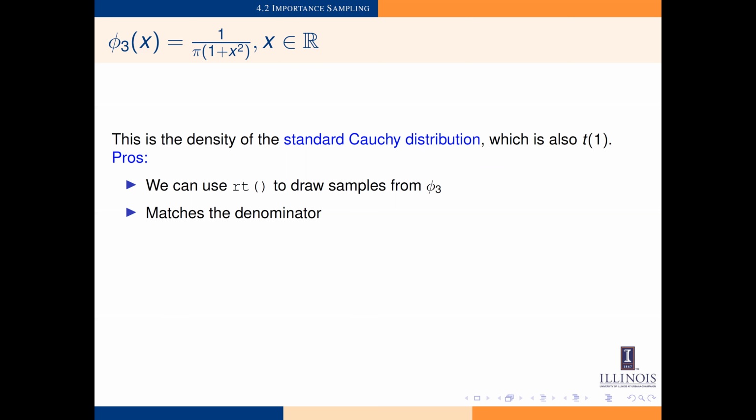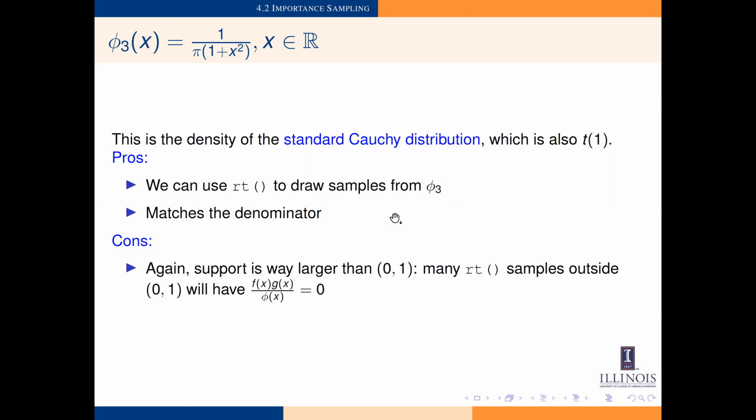And we can see that just like phi2, in this case, phi3 matches the denominator of the g that we tried to evaluate. It also has problems like the earlier exponential importance function. Again, the support, which is the entire real line, is way larger than the interval between 0 and 1. As a result, many of our rt draws will fall outside of 0 and 1, and the corresponding f times g divided by phi will be equal to 0, making the algorithm very inefficient.